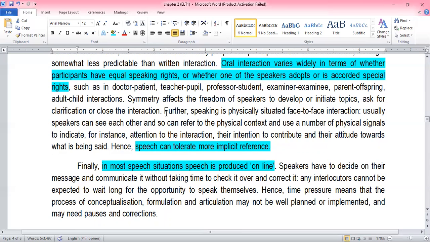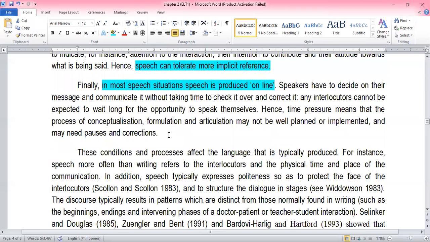speaking kasi can tolerate physical context. Like you can see me speaking, so you can see my gestures. And speech can tolerate more implicit reference. When we say can tolerate more implicit reference, like even when you look at my gestures, it can help you to understand what I'm talking about. Unlike in writing, because in writing you only read words, like pure words. Unlike in speaking, my gestures, my facial expression, at the same time my words can make you understand what I'm talking about. Okay.